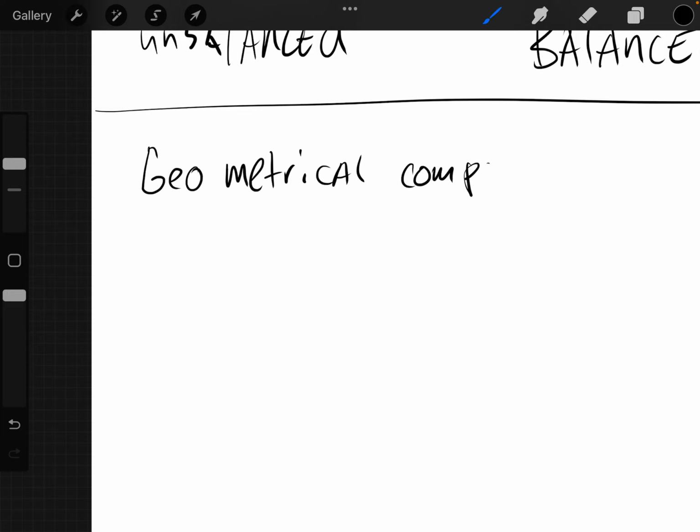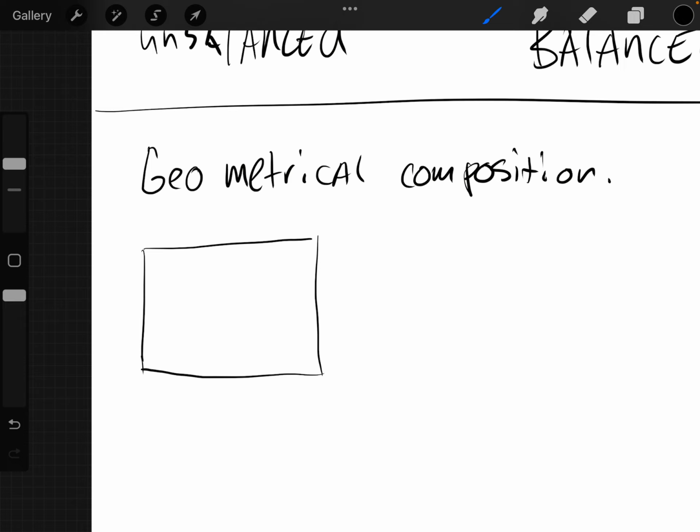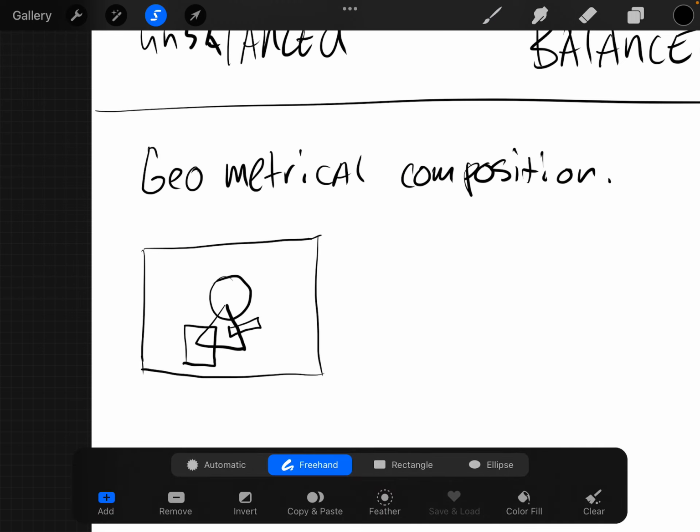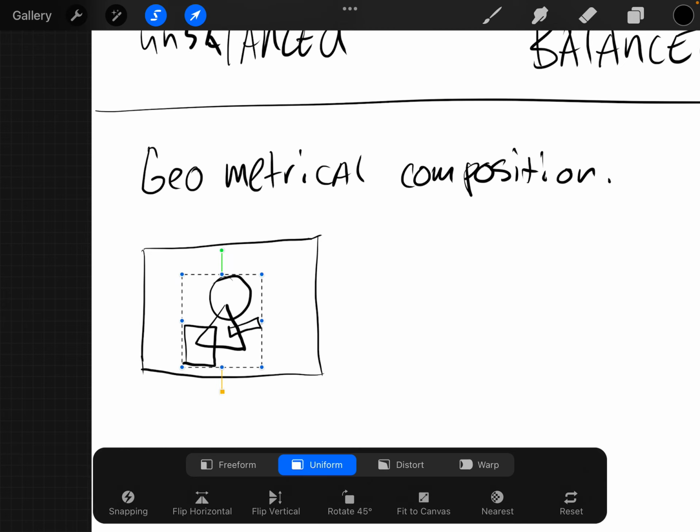geometrical composition. So a geometrical composition is a composition that is basically just geometrical shapes and or forms, right? So if I were to do, for example, a box, and a triangle, and let's keep this in the right proportions, this, and this, then you could say, hey, that is a geometrical composition because the only things here are geometrical.